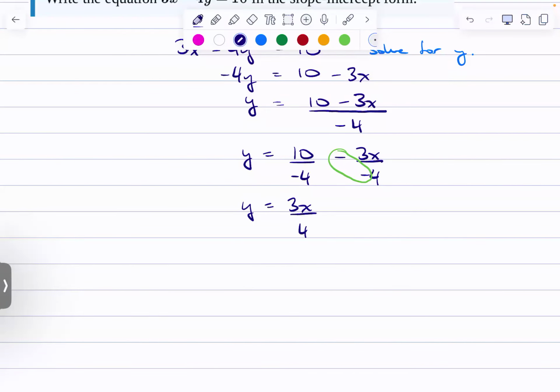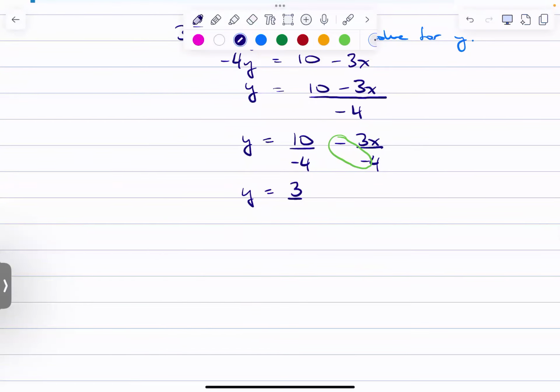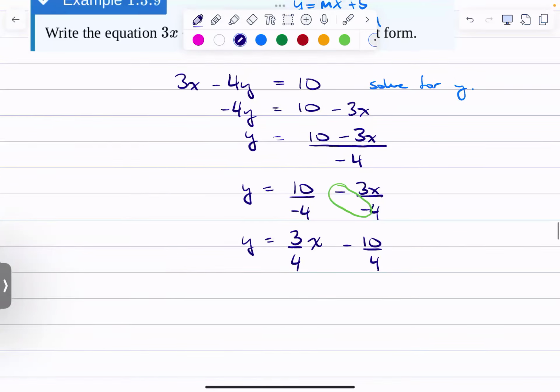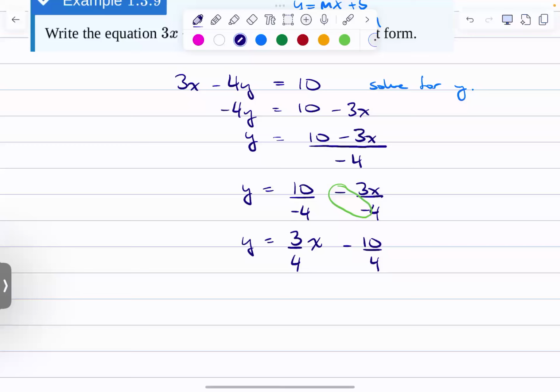3x, or if you prefer, sorry, you can do 3 over 4x. That's the same, right? Minus 10 over 4. And now you have your slope is 3 over 4 and your y-intercept is negative 10 over 4. Ta-da! Nice. Any questions about that one? No.